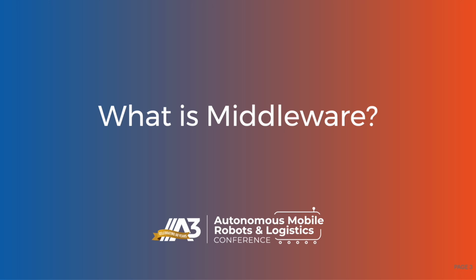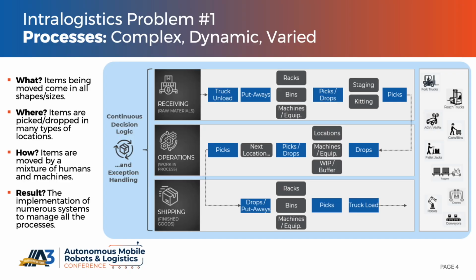So any good product manager will tell you that before you define a product category, you've got to define what the problem space is. So let's start with a little bit of a definition of what the problem space is that middleware is defined to be able to meet. It kind of comes in two areas. One is the processes involved, and the second thing is the systems that are involved. So let's start with the processes.